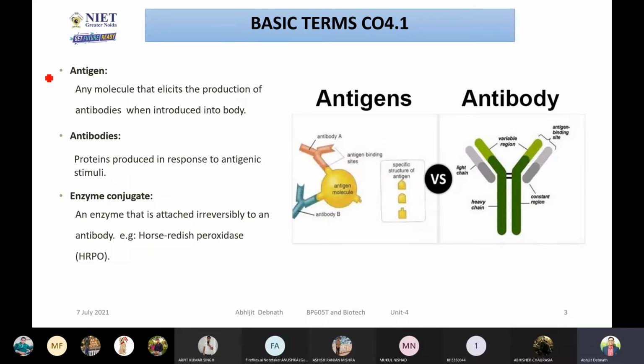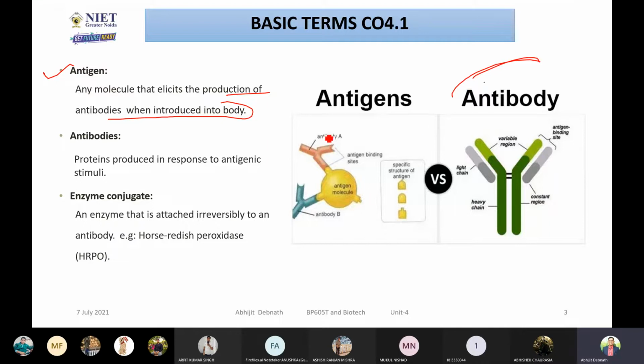First is the antigen. This term is very popular right now because there is a lot of news of antigen after the COVID-19 outbreak. So what is antigen? Antigen is a molecule that leads to the production of antibody when introduced into the body. So when some antigen enters your body, your body will produce some antibody.